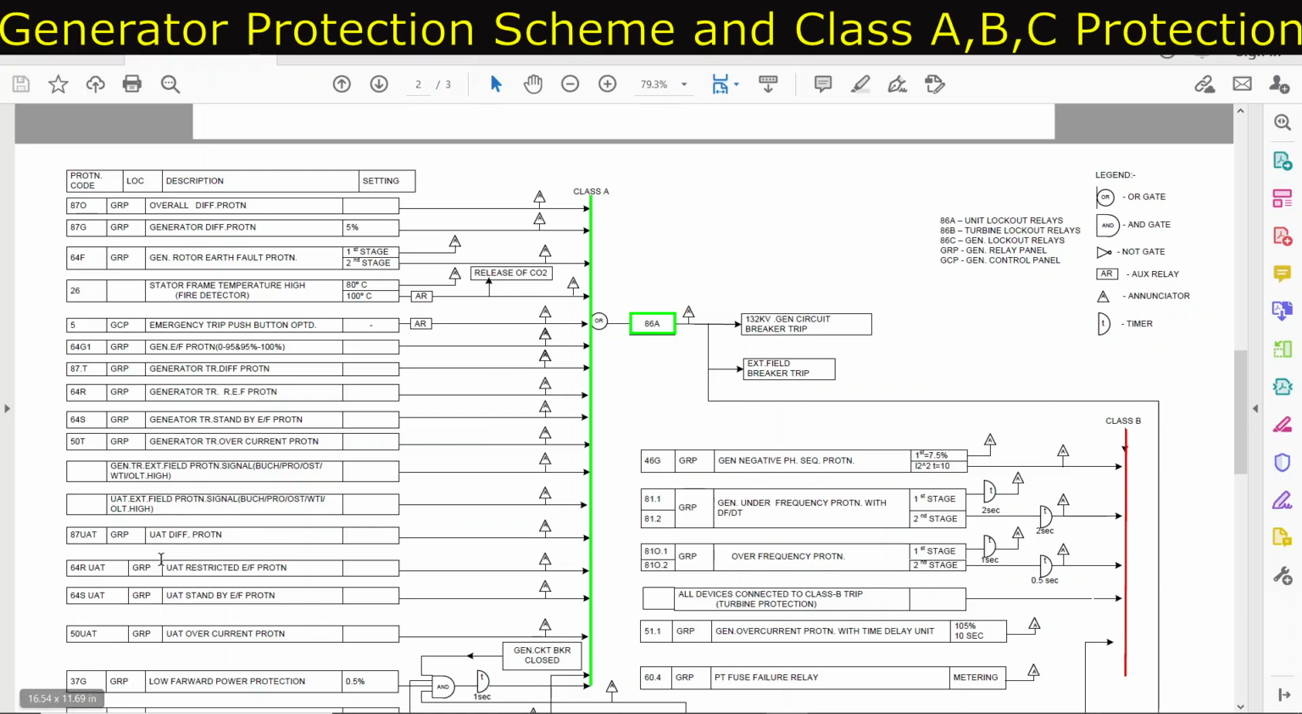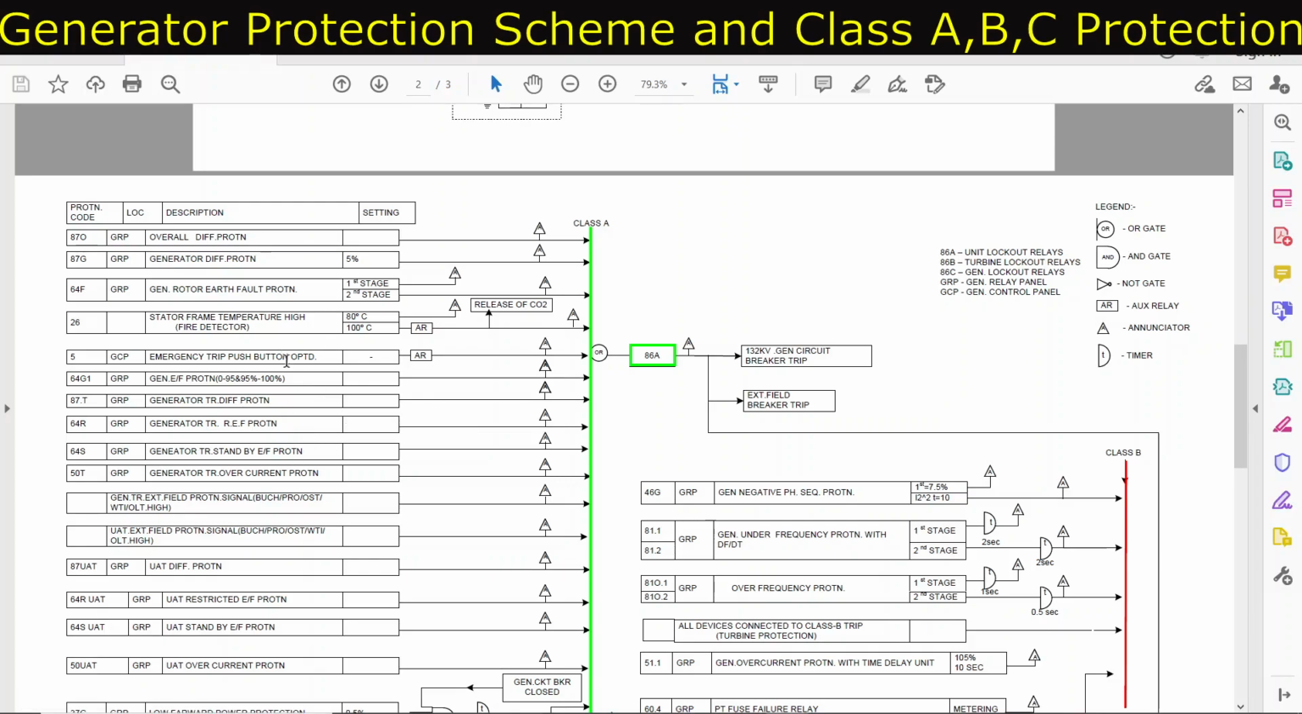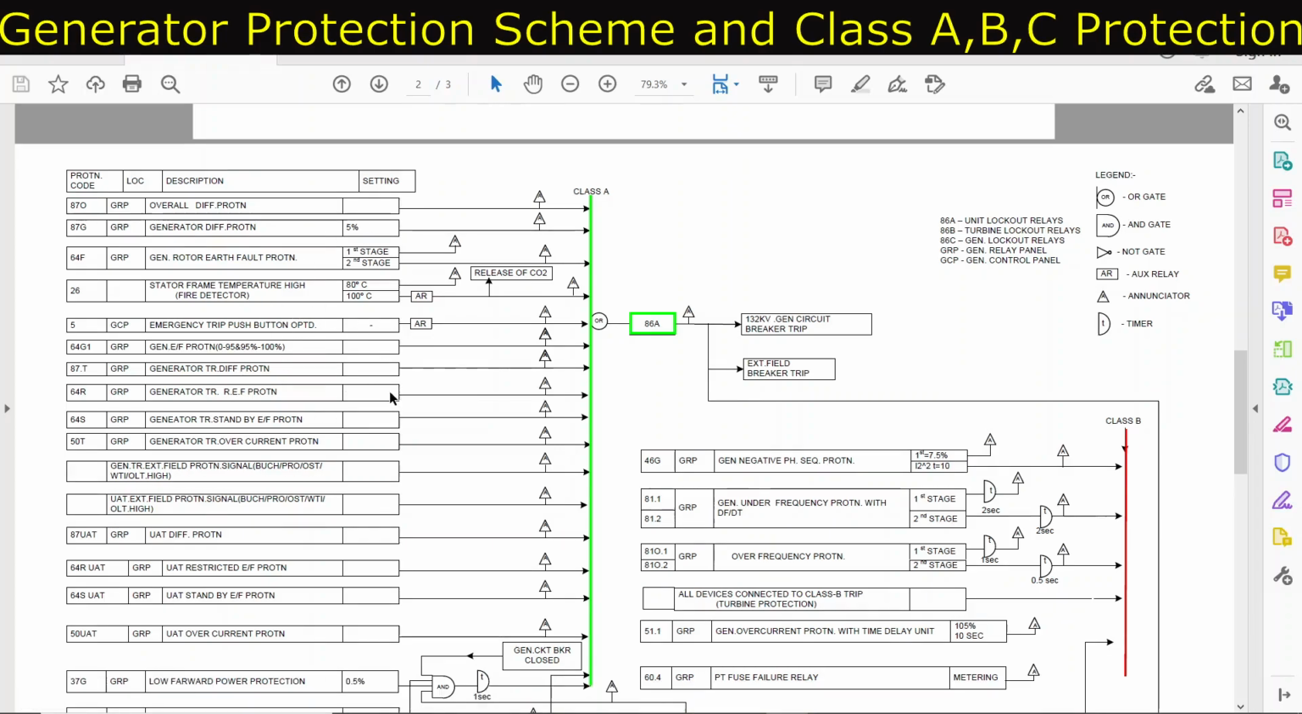So if there is any fault on the generator side, transformer side, or UAT side, these protections are categorized as differential protection and restricted earth fault protection. These are the protections that have been taken in class A protection. This is class A, the green highlighted marks.